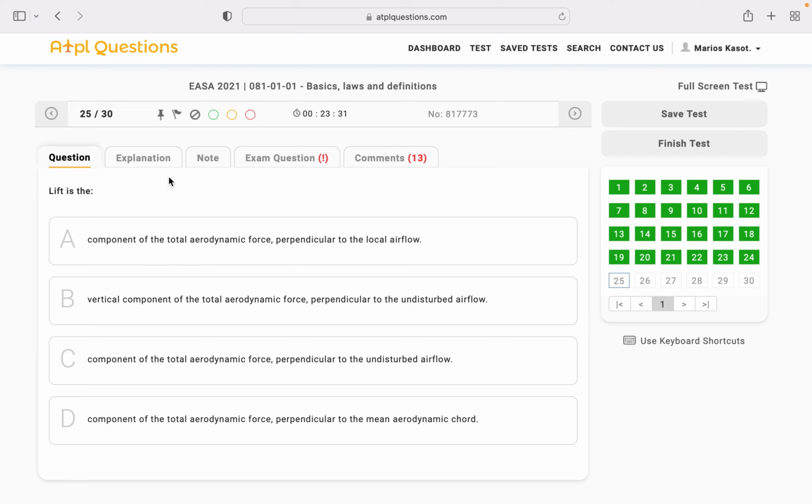Lift is the component of the total aerodynamic force perpendicular to the local airflow. Local airflow? No, we are looking for something like undisturbed airflow. Component of the total aerodynamic force perpendicular to the undisturbed airflow. Sounds good. And component of the total aerodynamic force perpendicular to the mean aerodynamic force. Lift is a component of the total aerodynamic force perpendicular to the undisturbed airflow.